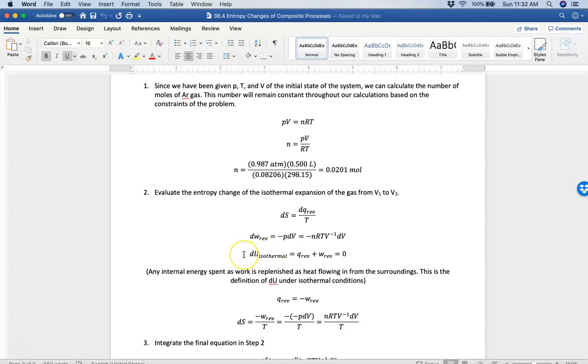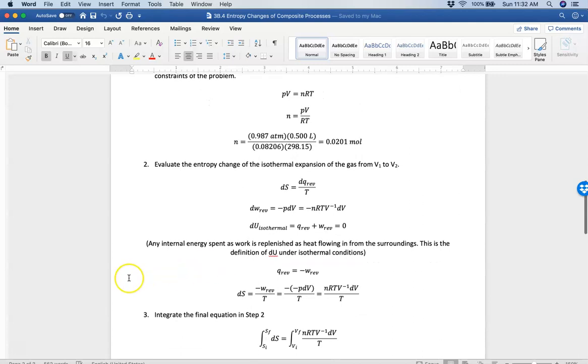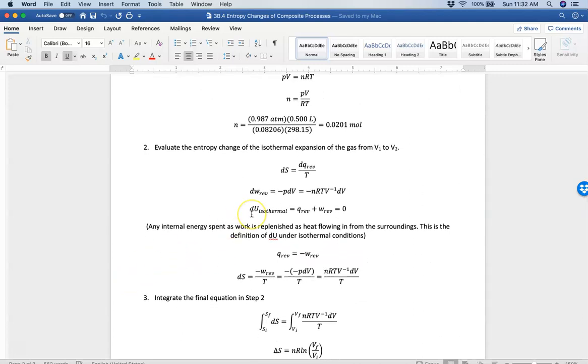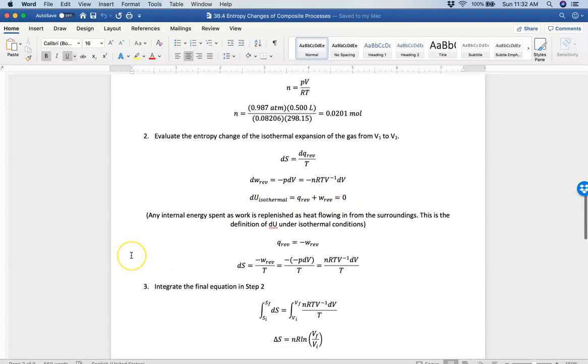So the change in internal energy of an isothermal process will be Q rev plus W rev. It's going to equal 0, because the definition of an isothermal transition is that dU is always equal to 0. So any heat lost by the system or any work done by the system is going to be replenished by the surroundings, which dump more heat in, so the total is equal to 0.